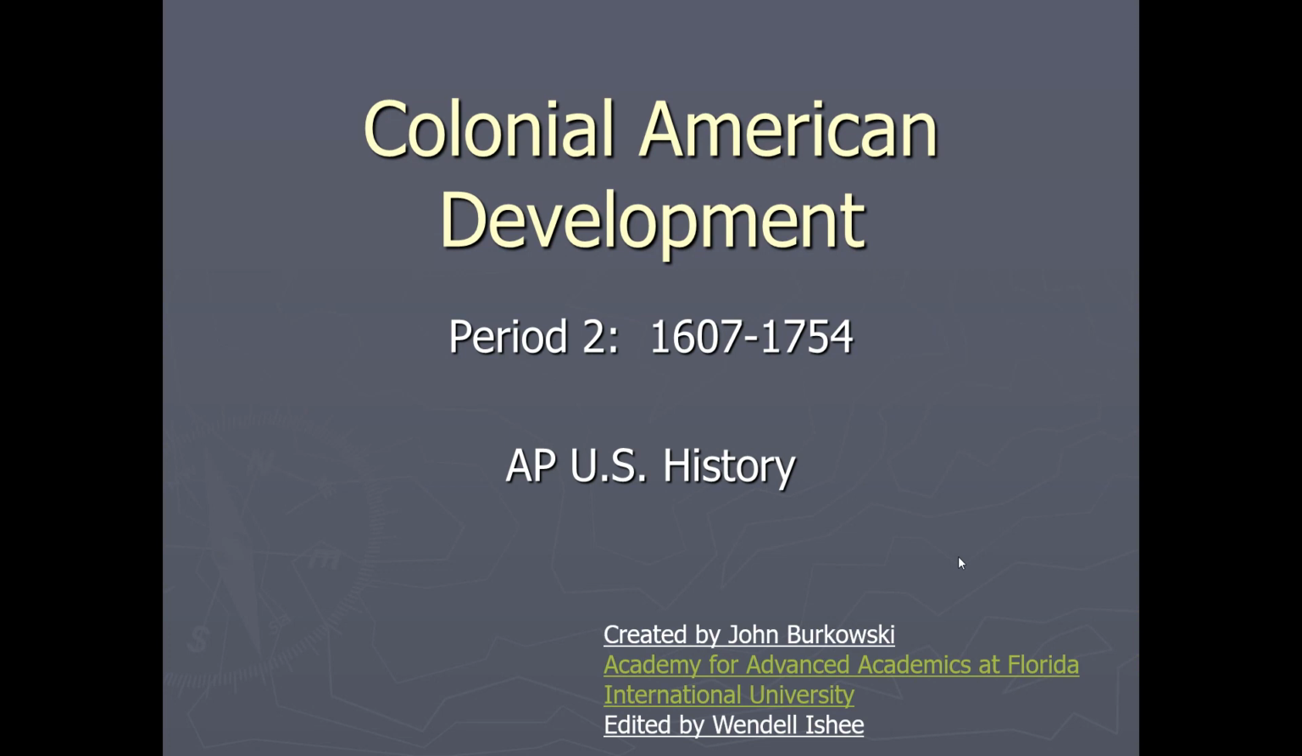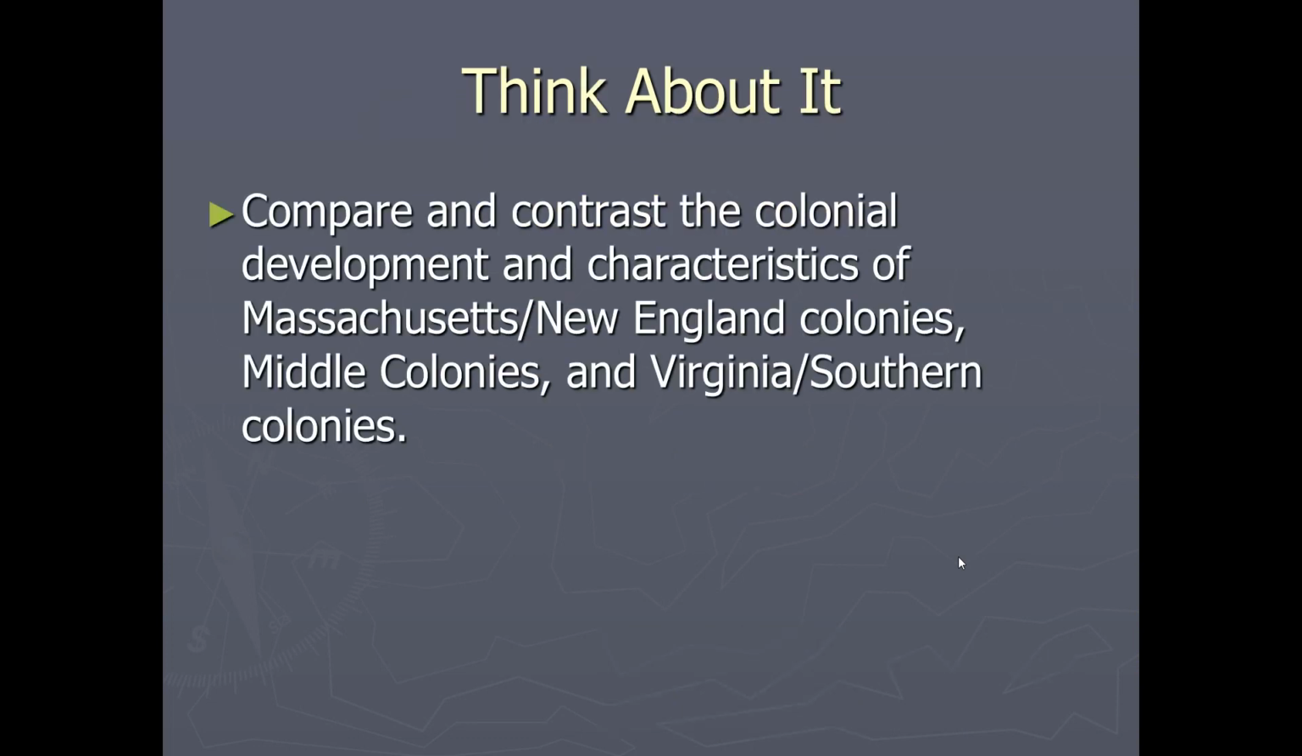And so as we go through these, it's important to kind of establish similarities and differences in the three main regions of colonies. So when you're going through this, just think about comparing and contrasting the colonial development and characteristics of the Massachusetts, New England colonies, the Middle colonies, and then the Virginia and Southern colonies.